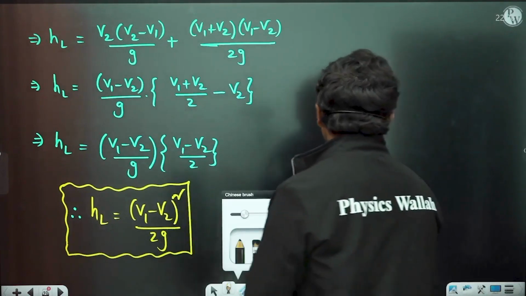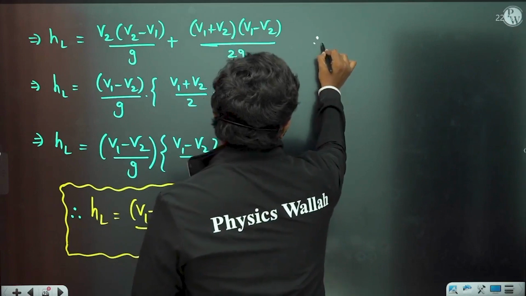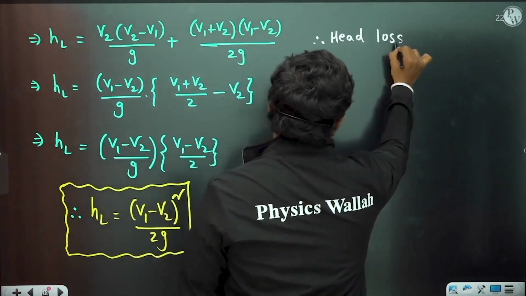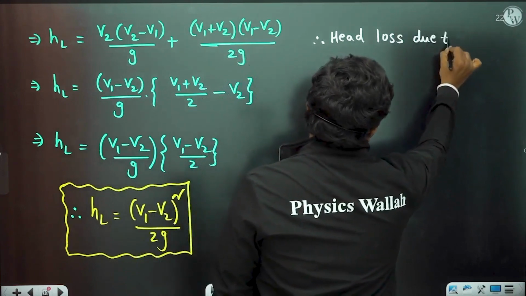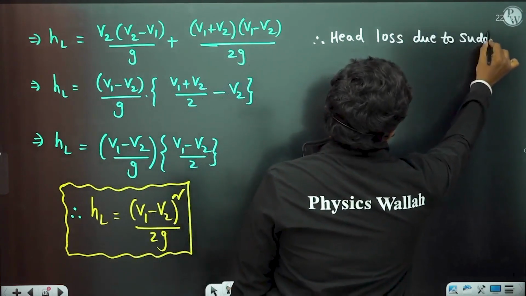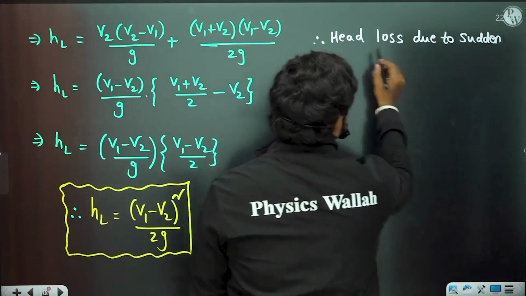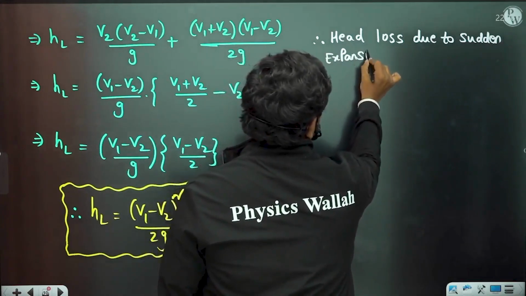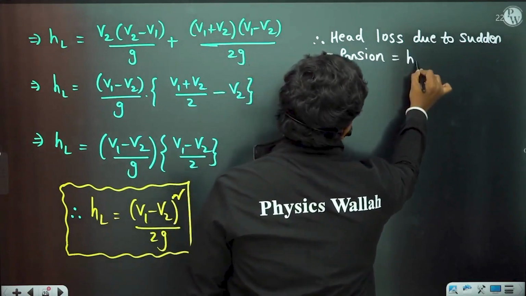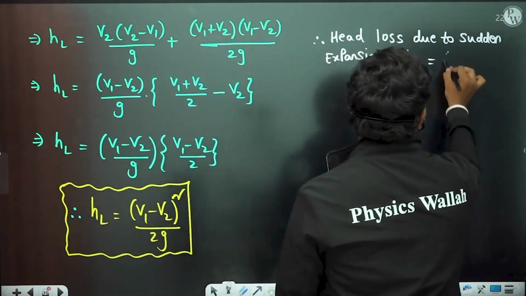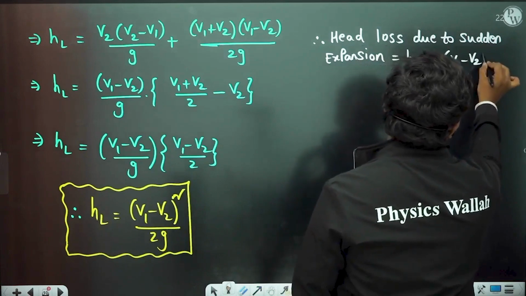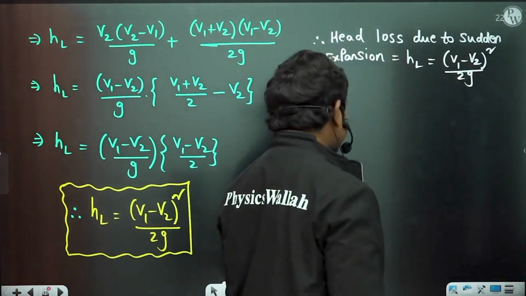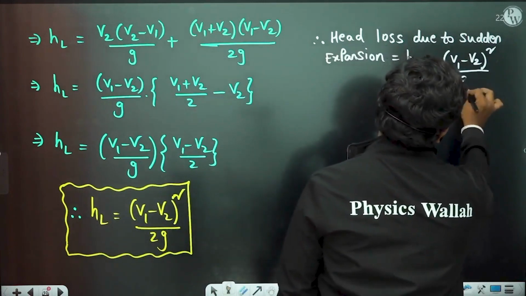Therefore, head loss due to sudden expansion, HL, is equal to (V1 minus V2) whole square by 2g.